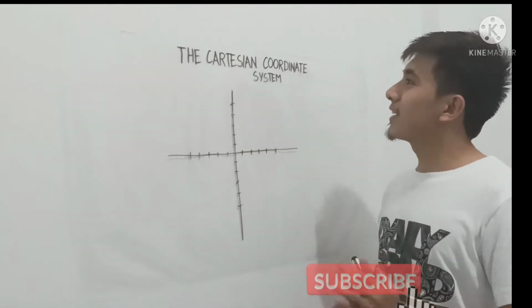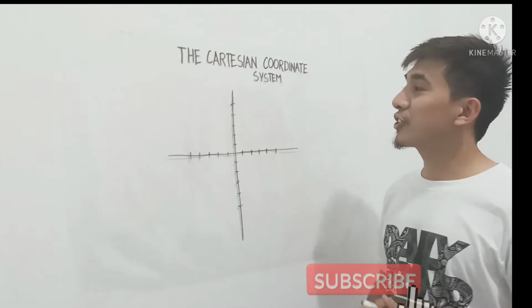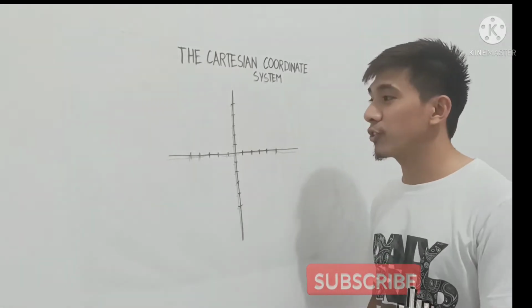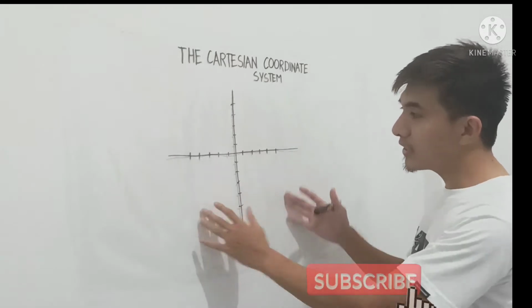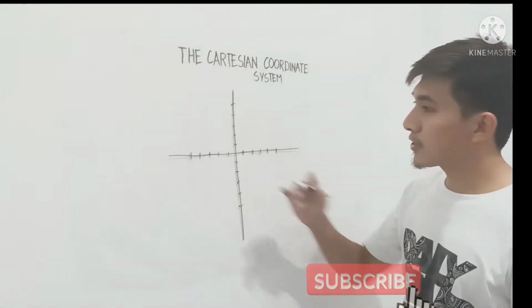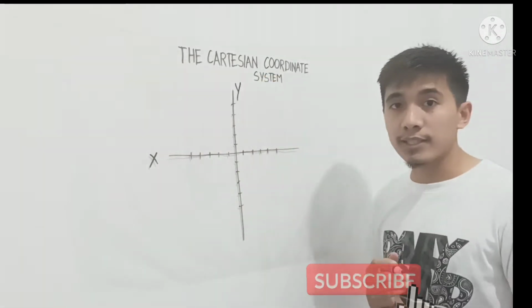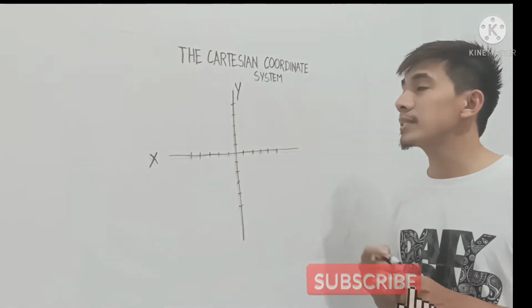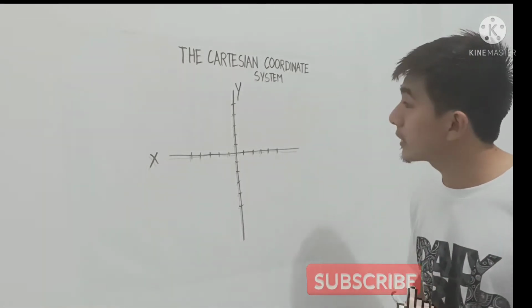Okay, so welcome back. What we will have to study today is the Cartesian coordinate system or the Cartesian coordinate plane. Ano nga ba yung Cartesian coordinate plane? It is simply the graphical form na makikita natin. It is designated by x and y coordinates. So, tinatawag din siya minsan na Cartesian coordinate plane. So, paano nga ba natin siya gagamitin?